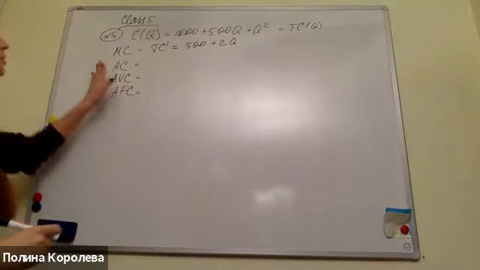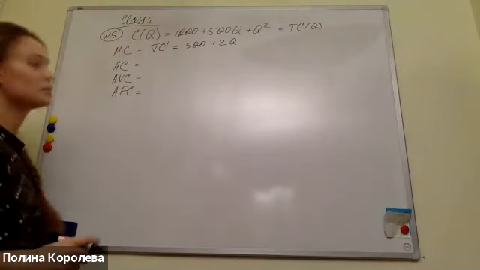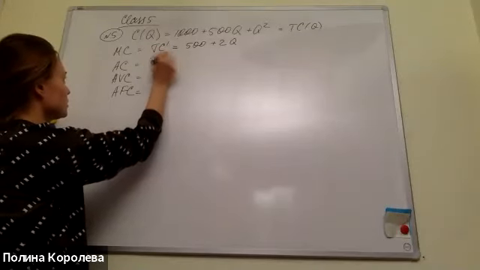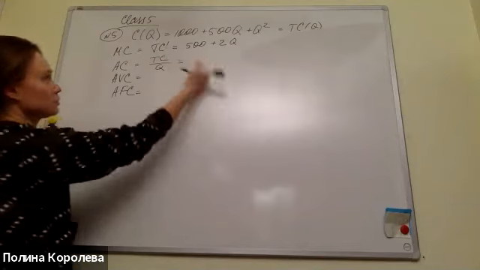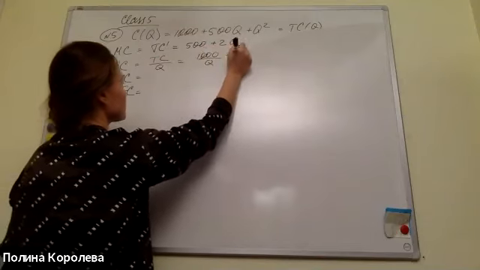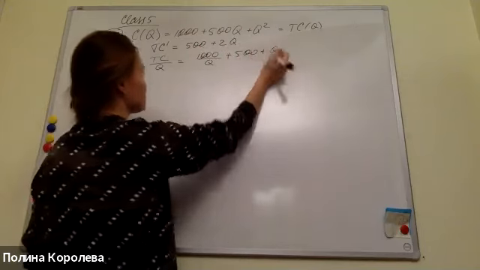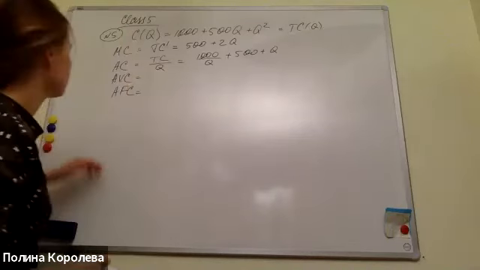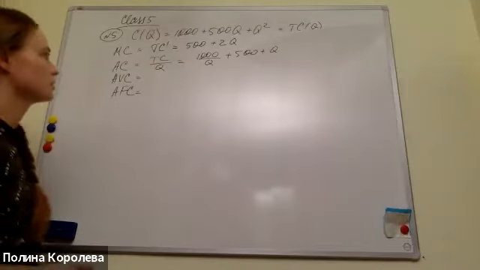Ivan, please continue. What about average cost? And that's harder. On average, how to find? We divide by Q. Total cost over Q. So divide this function. Yeah. 1000 over Q plus 500 plus Q. Yes.